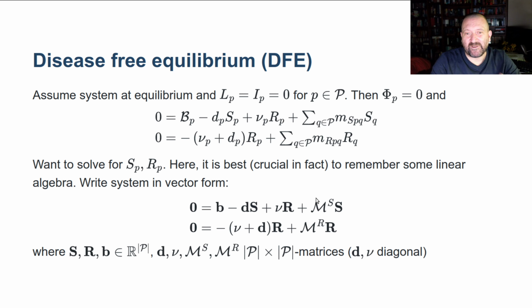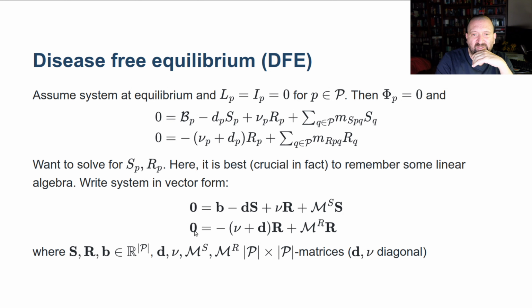I use the same notation as before. I have my birth vector, my death diagonal matrix, my movement rate for susceptibles and my movement rate for recovered. I need to add this matrix nu. That's very much like the death matrix. It's a diagonal matrix with the rates of loss of immunity, nu i's, on the diagonal. So the notation is the same as before, except that I'm adding this vector nu, and also I'm noting that MS and MR can be distinct.